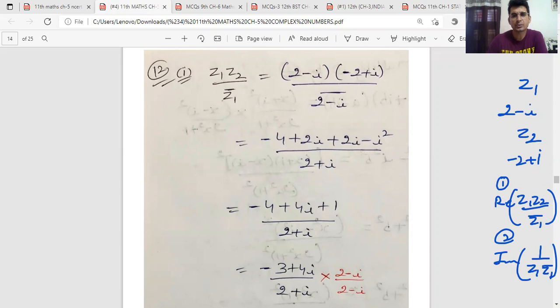2 into minus 2, that is minus 4. 2 into plus iota, 2 iota. Minus iota into minus 2, plus 2 iota. Plus, minus into minus, iota square. This is the value of Z1 conjugate. In conjugate, what happens? The sign of the imaginary part will be changed. So minus iota will become plus iota. Now what we will have? Minus 4, 2 iota plus 2 iota, 4 iota. Iota square value is minus 1, minus minus plus 1, upon 2 plus iota.